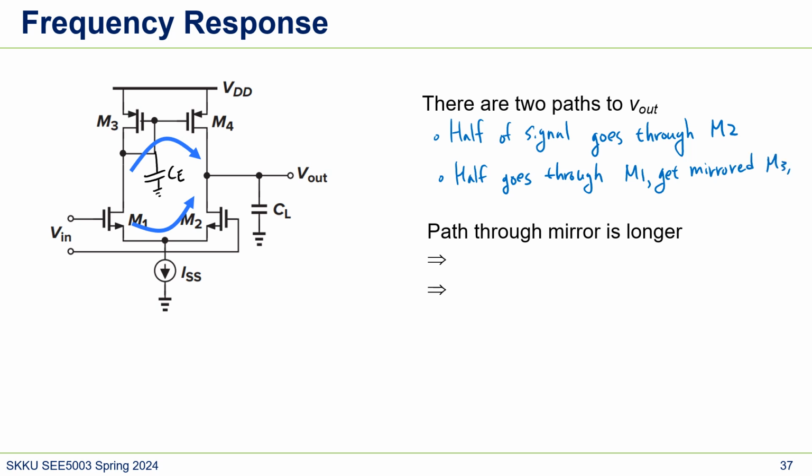To M3 and M4. So two paths, and they're different, right? The path through the mirror, through here, has more delay, right? And that gives a pole and zero pair, right? Because it goes to gate and drain, and then we learned in CS amplifier frequency response that these paths will make a zero.